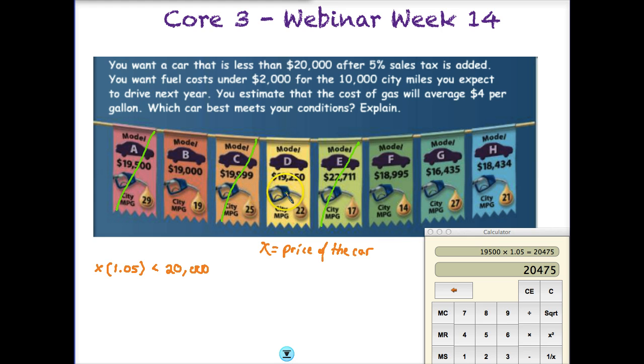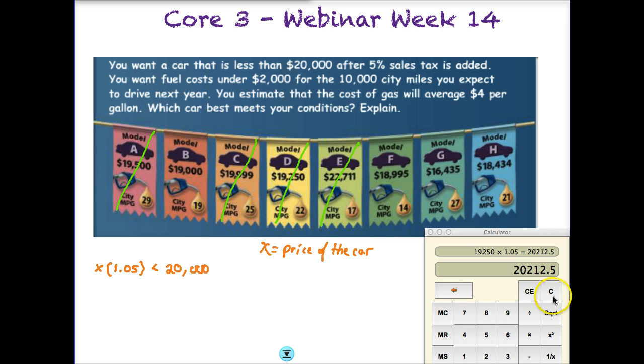Maybe I need to check the 19,250 as well. So I could check that because that gets a little bit lower. So 19,250 times the 1.05, and I get up, that's over as well. So I should have maybe started a little bit lower.